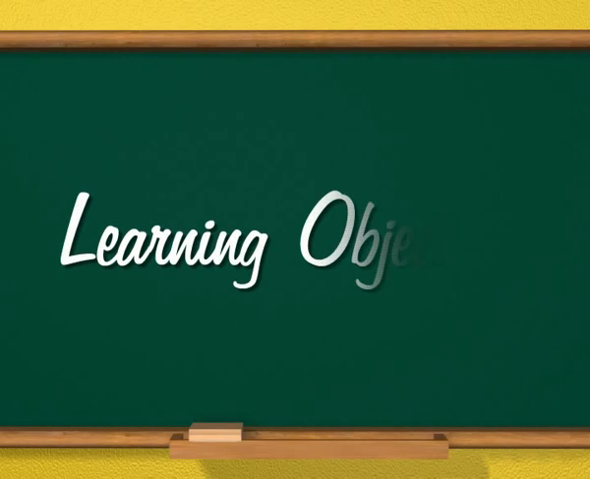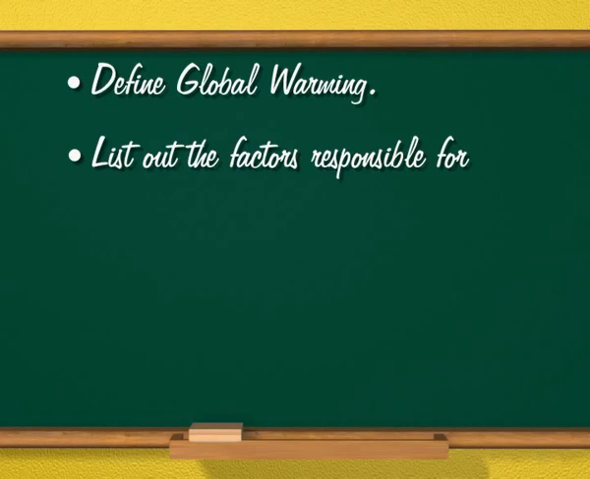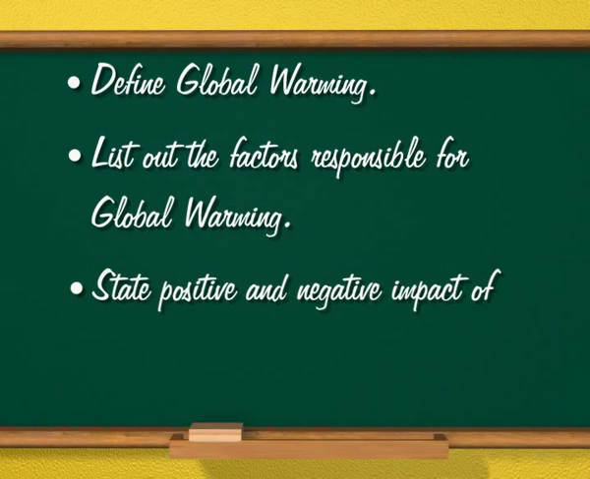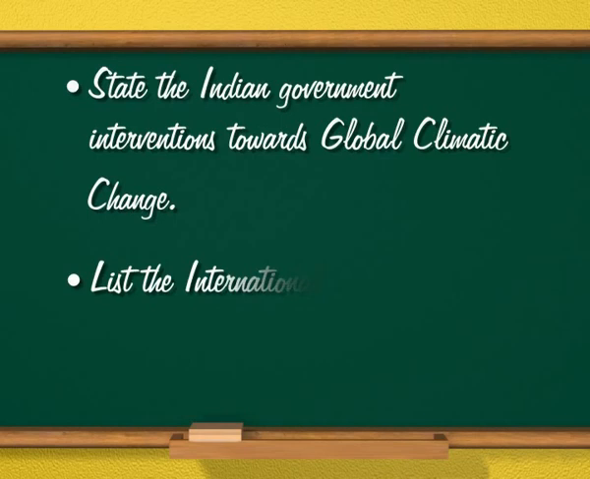On completion of this topic, learners will be able to define global warming, list out the factors responsible for global warming, state positive and negative impact of global warming, state the Indian government interventions towards global climatic change, and list the international initiatives for mitigating global climatic change.